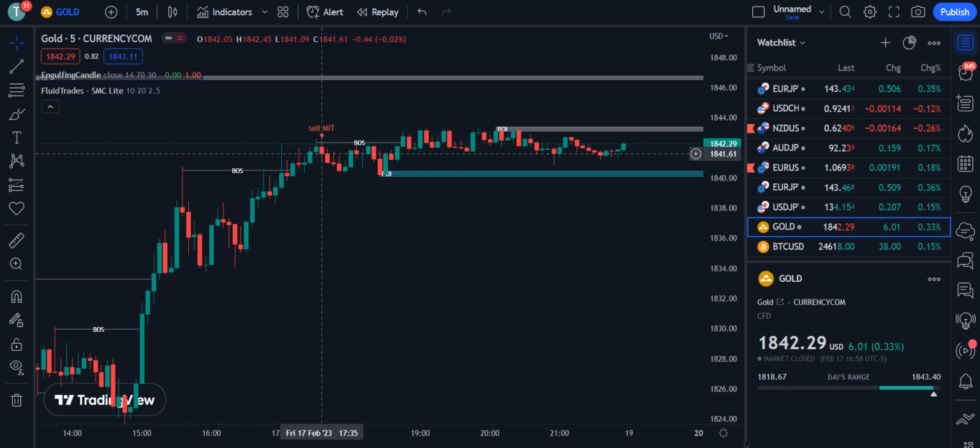As you can see from here, you have taken the trade and you can enter the market for the maximum profit.